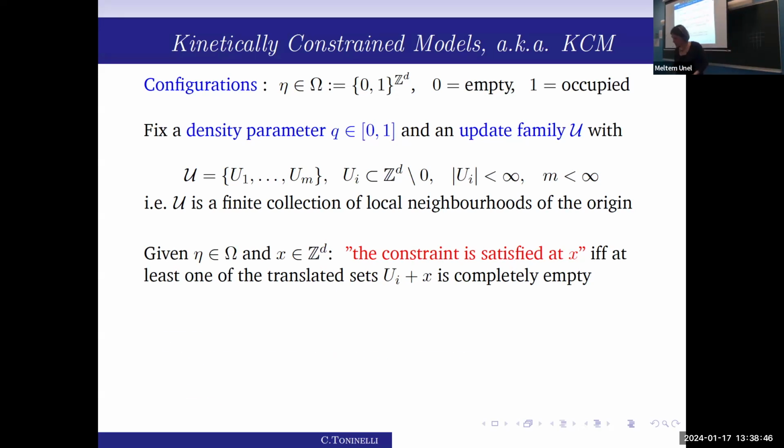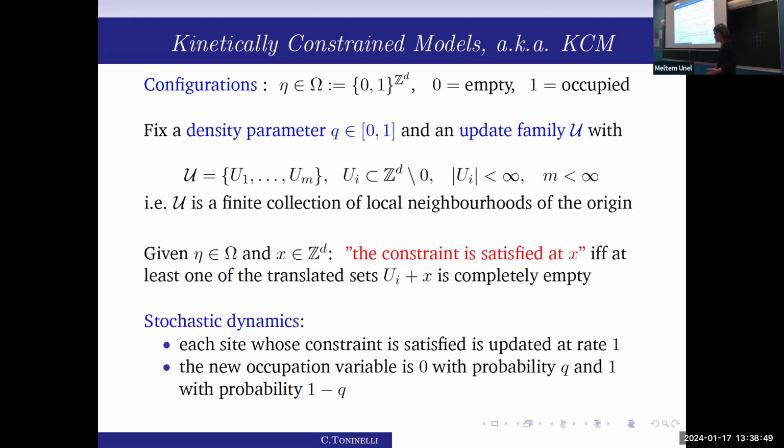Okay. And then the dynamics, and then I give examples of the constraints, is as follows, very simple. On each site of the lattice, I have an exponential clock of mean time 1. Clocks on different sites are independent. It's the standard definition for interacting particle systems. And then when the clock rings on a given site, I check whether that site has the constraint satisfied. If this constraint is not satisfied, I do nothing. So I go to the next clock ring.